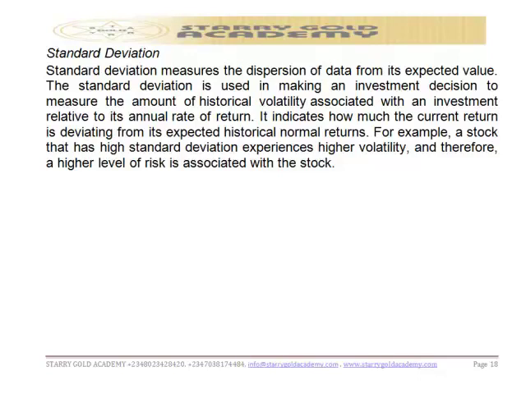Standard deviation is used in making an investment decision to measure the amount of historical volatility associated with an investment relative to the annual rate of return. It also indicates how much the current return is deviating from the expected historical normal returns. For example, a stock with high standard deviation experiences high volatility and therefore a higher level of risk. So when the standard deviation is high, it means there is high volatility, and volatility is about the risk associated with that stock.